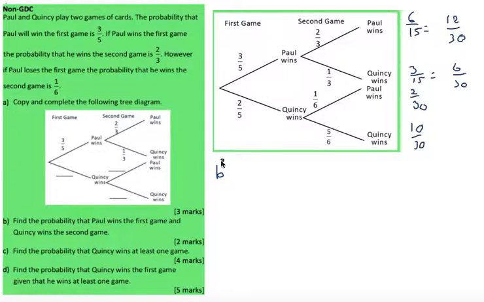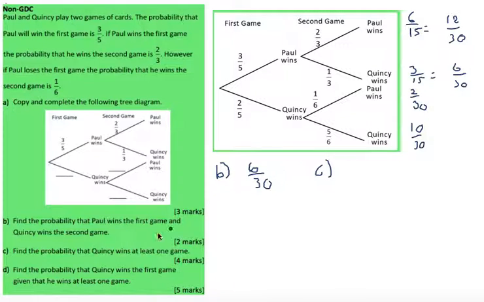So B, find the probability that Paul wins the first game and Quincy wins the second game. So Paul wins and Quincy wins 6/30. You could simplify it. There's probably no need.